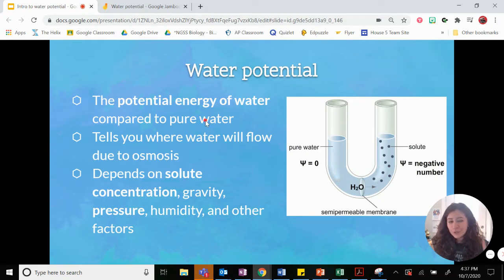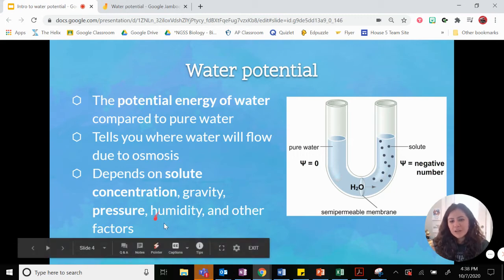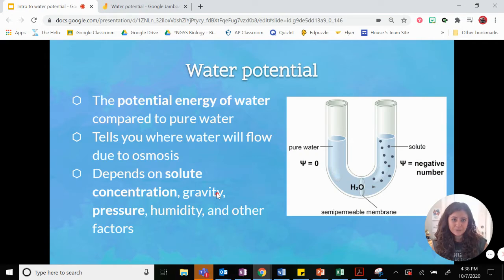Or at least those are the two things we're going to worry about in AP Bio. There are some other factors like gravity and humidity, but that's beyond the scope of AP Bio. For what we need to know, it's just the effect of solute and pressure.